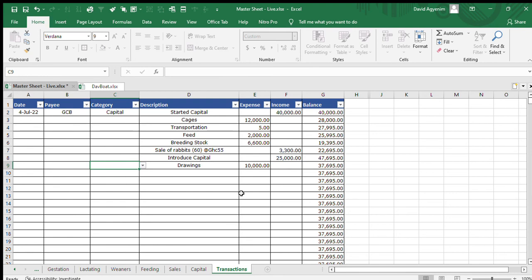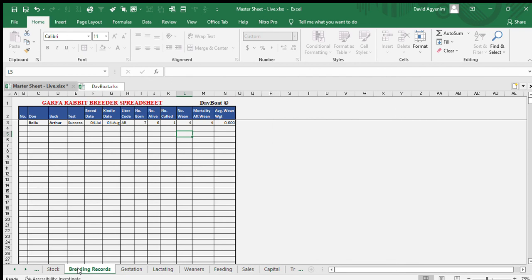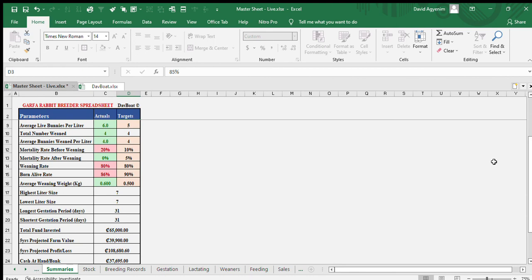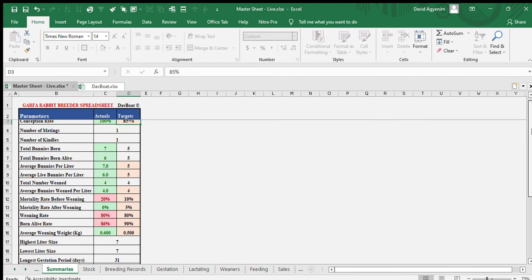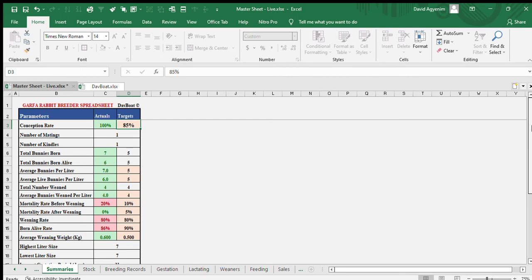So I believe this will be all for the spreadsheet. I think I left a few sheets. The breeding sheet, for instance, I left it because I believe it's very understandable, because most of us do use something like that. And this is the summary sheet. Also, I left it out. I believe it's also self-explanatory. But in case you need more understanding of these two, let me know and I'll make special videos for them.